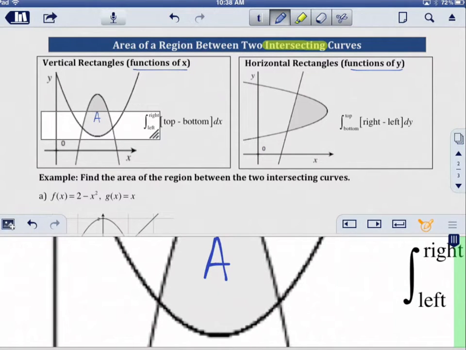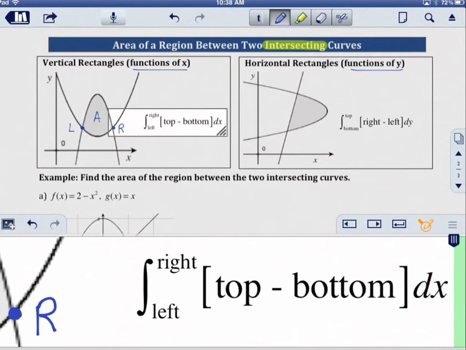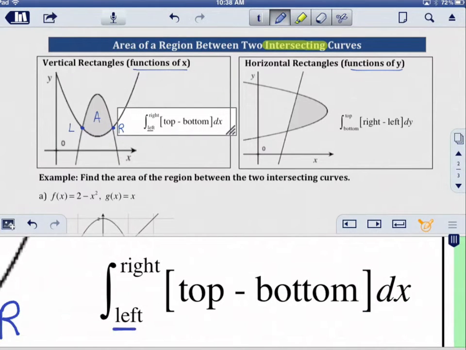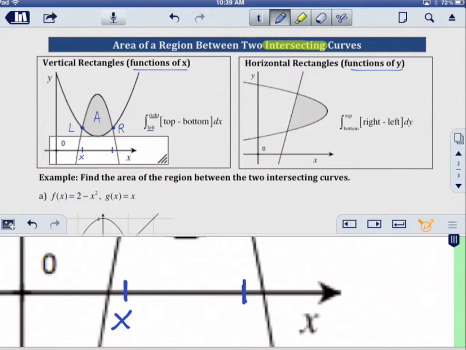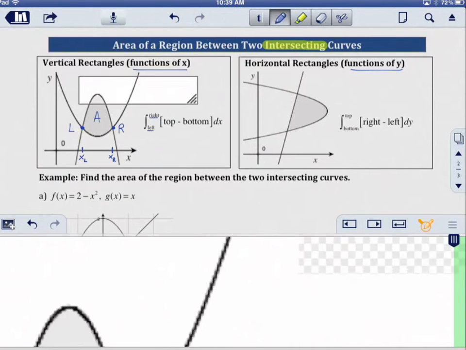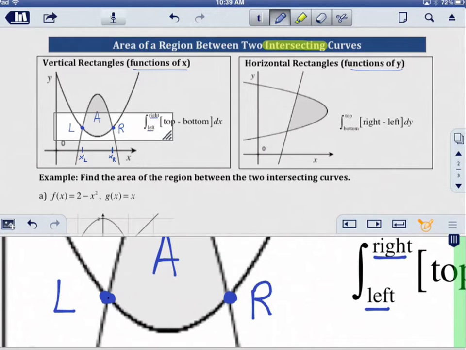So if we're looking at finding this area right in here, okay, we can see that they intersect at 2 points. And I'm going to call this the left intersection and this is the right intersection. So when we go about finding our definite integral, that's the left and the right that we're talking about here. And notice it's going to correspond with the x values at that point. So it's the x value of the left intersection and the x value of the right intersection. Okay? And again, this is all because we have functions of x.